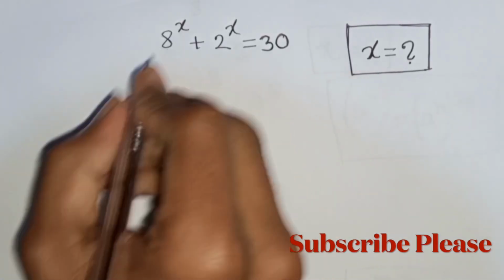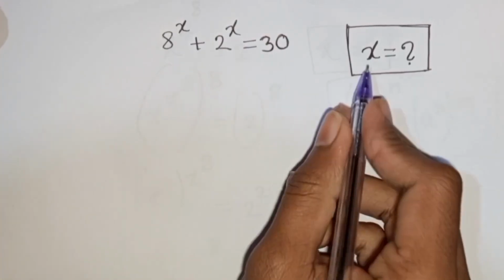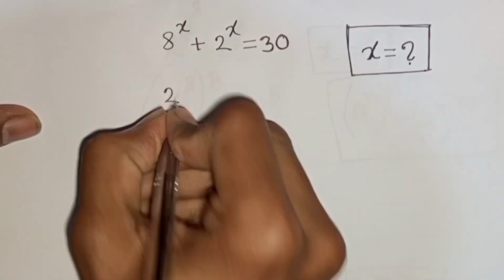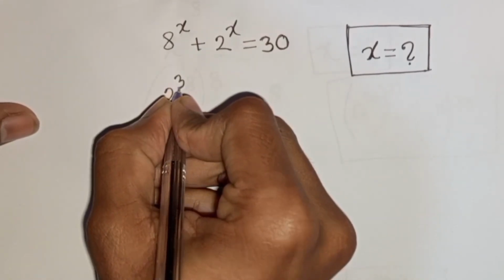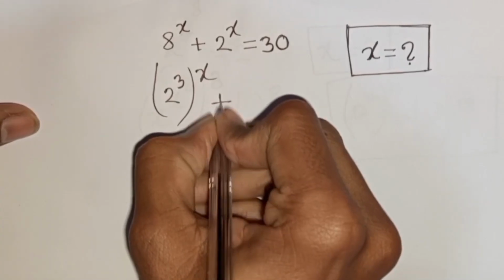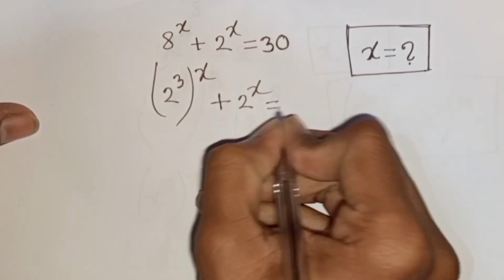How to solve 8^x + 2^x = 30. Find the value of x. So we have 8^x is the same as (2^3)^x, plus 2^x is equal to 30.